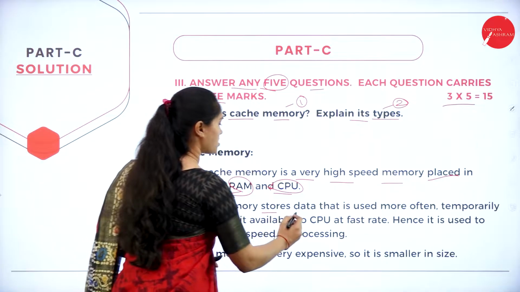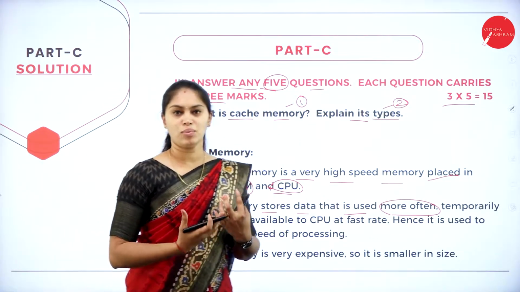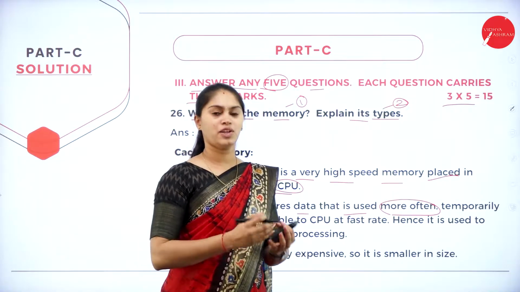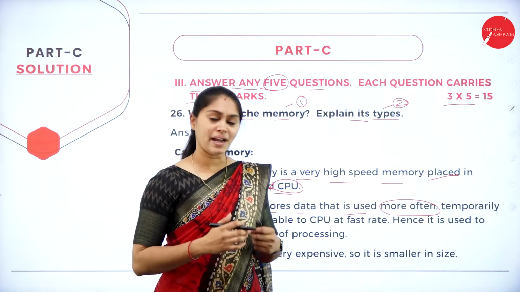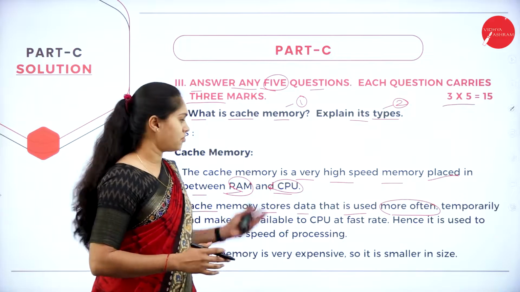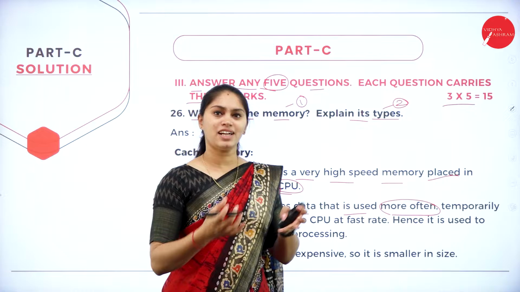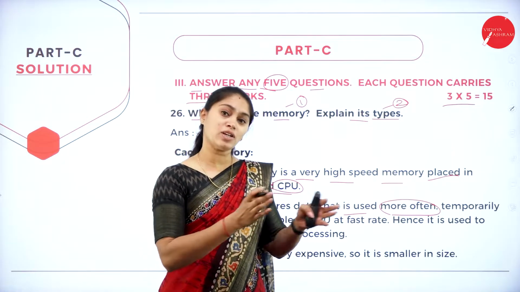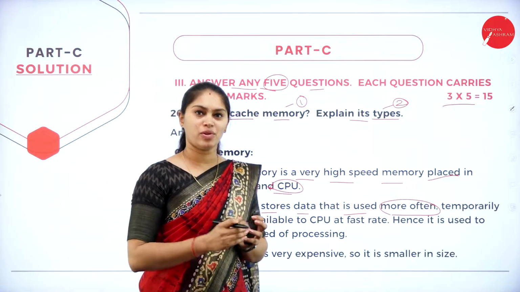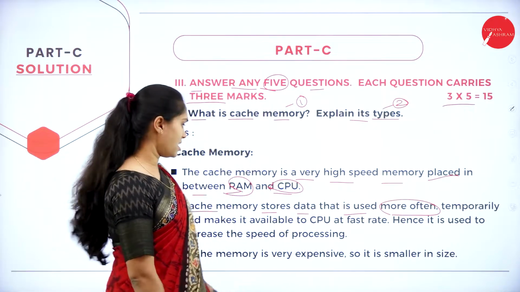Cache memory stores data that is used more often. For example, when you are using your mobile or any electronic device, we simply press the home button, but in the background all the applications keep running. When we are using any applications or software, most often they will be stored in the cache memory. Whatever data we have in the cache memory is easily available for processing. That is the reason we have cache memory.